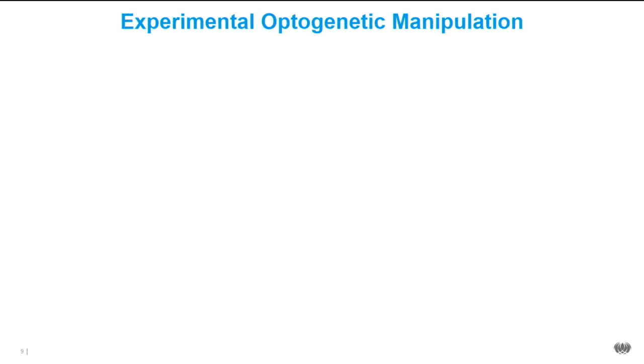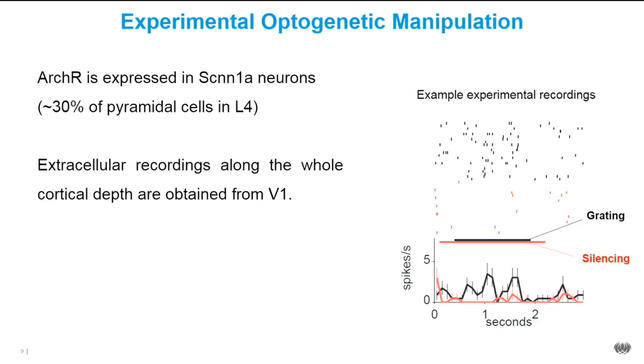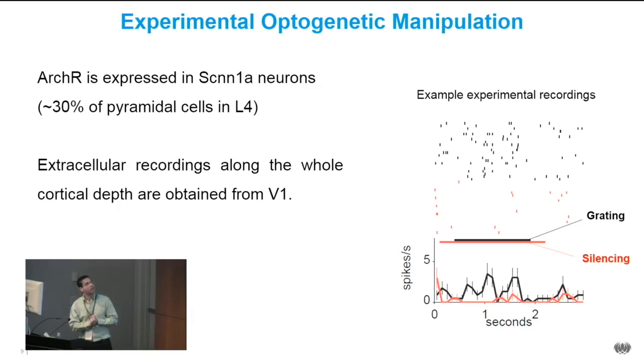And using the model, we can then also try and understand other mechanisms from other experiments that have been done. This is data recorded by our very own Sean Olsen. In the experiment, Archer was expressed into SCNN1A neurons, which is one of the 5 cell types modeled in the network, and by shining a light, those cells can be inhibited.